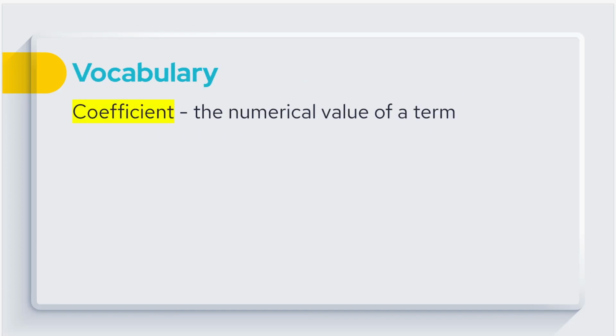Next, coefficient. Coefficient is the numerical value of a term. So when we have x plus y, these variables have a coefficient of 1, right? 2x plus 2y, 2 is the coefficient. It's the number that goes along with the variable.